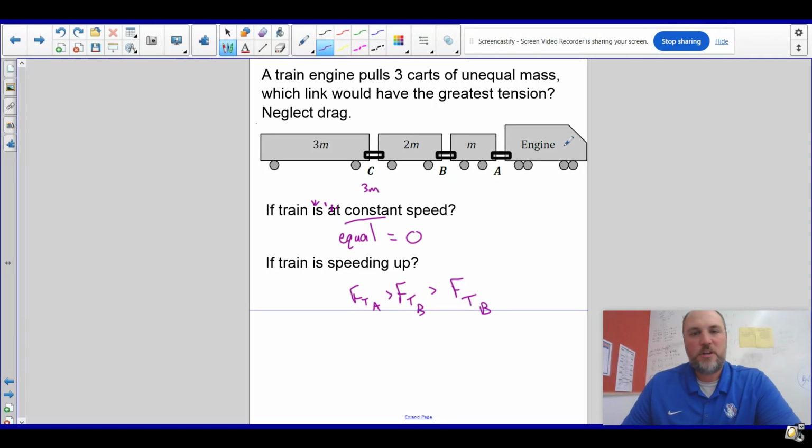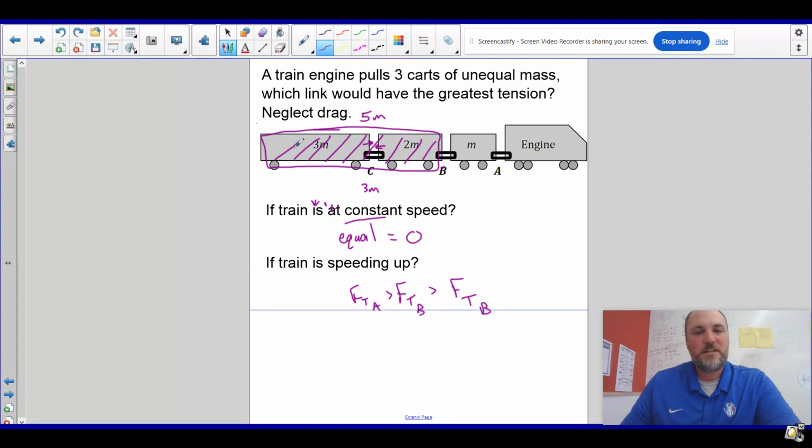Now, all of these objects are moving at the same speed with the same acceleration, so I could take the system approach, and I could put the 3m and the 2m together, and I could treat them like a 5m object. And I could ask, what is link B responsible for pulling along? Where in this system, link C is an internal third law pair. It pulls backwards on the 2m, it pulls forwards on the 3m.